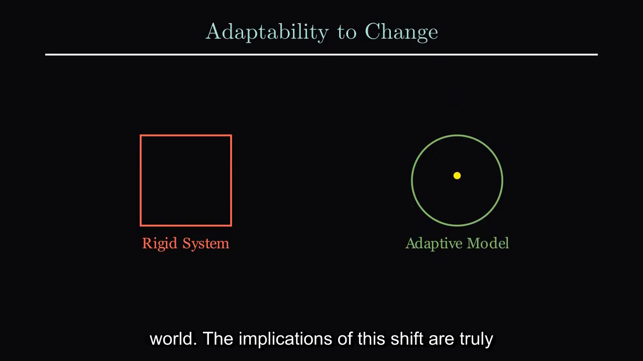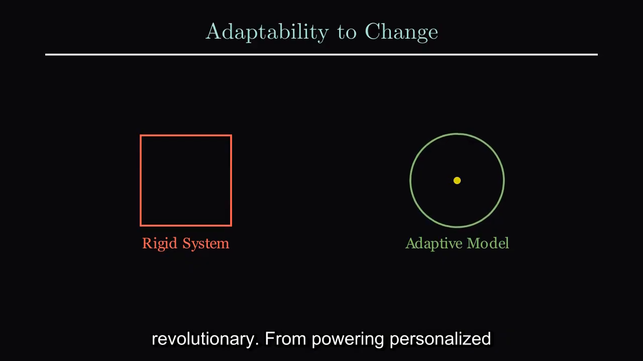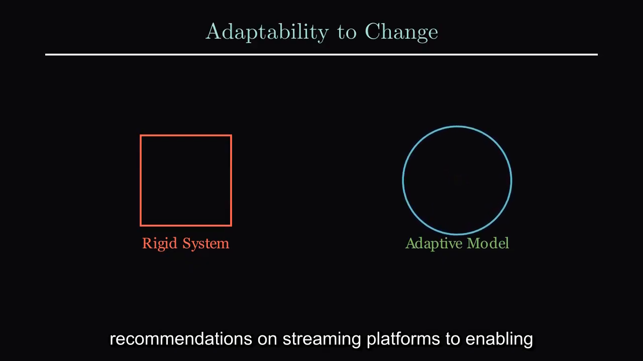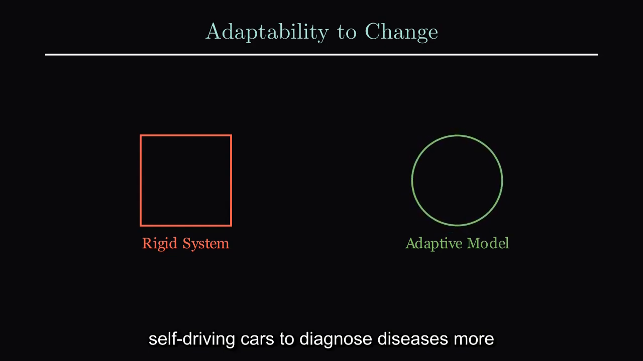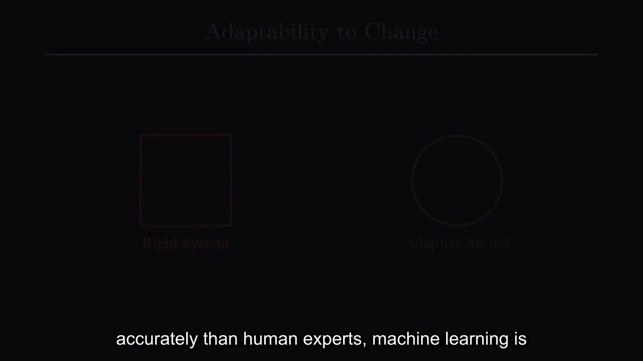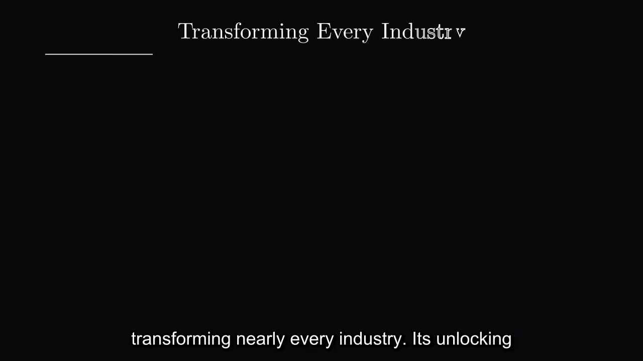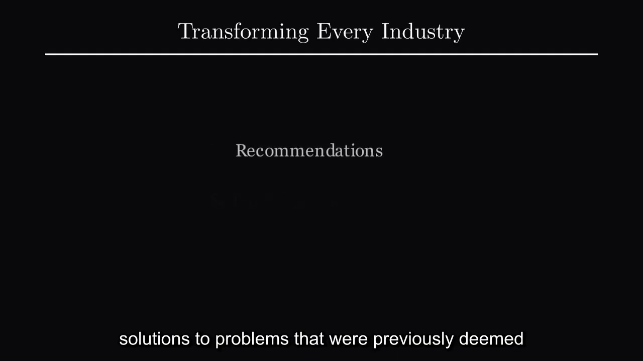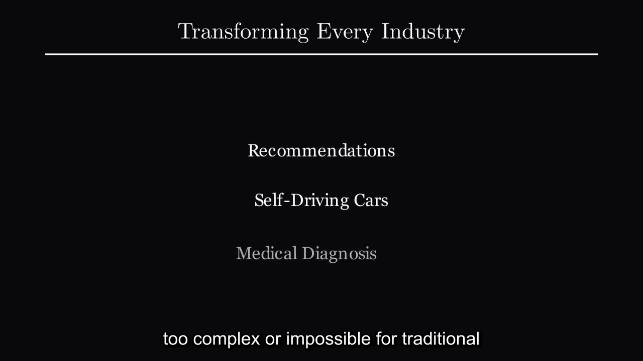The implications of this shift are truly revolutionary. From powering personalized recommendations on streaming platforms to enabling self-driving cars to diagnose diseases more accurately than human experts, machine learning is transforming nearly every industry. It's unlocking solutions to problems that were previously deemed too complex or impossible for traditional programming approaches.